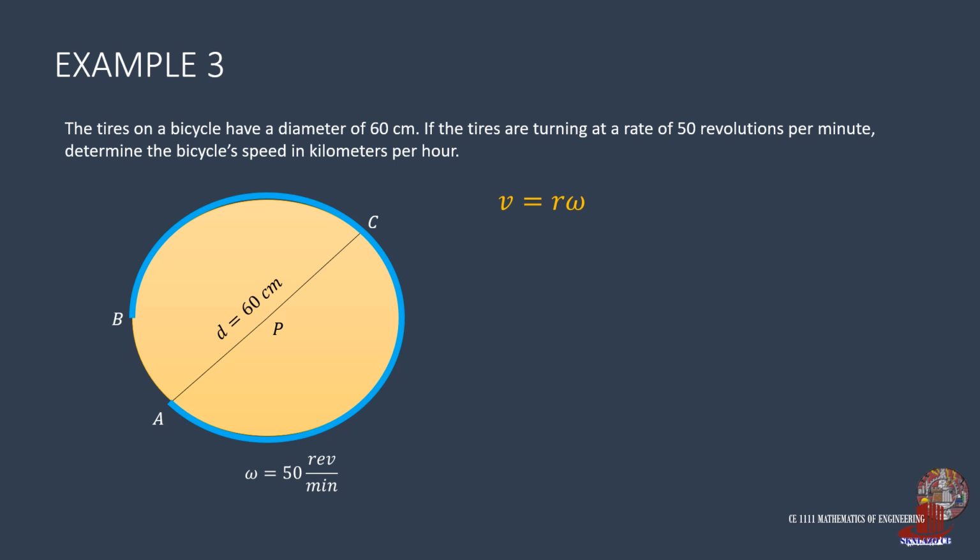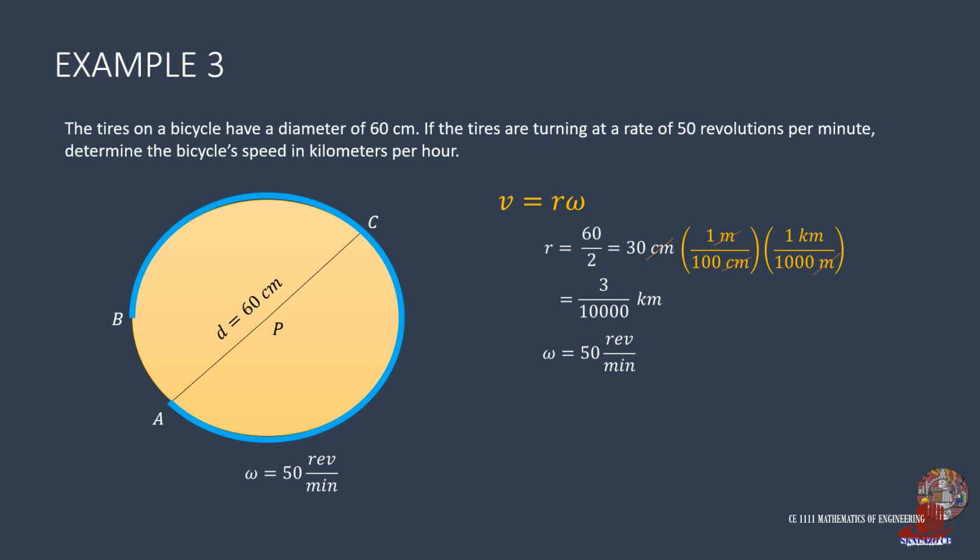With the diameter given as 60 cm, radius is then 30 cm. This we need to convert, as instruction states that velocity should be in kilometers per hour. Convert 30 cm into meters and then into kilometers, having r as 3 over 10,000 kilometers.